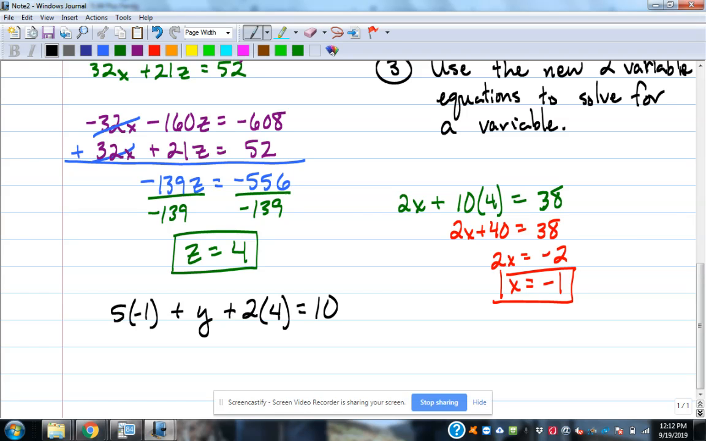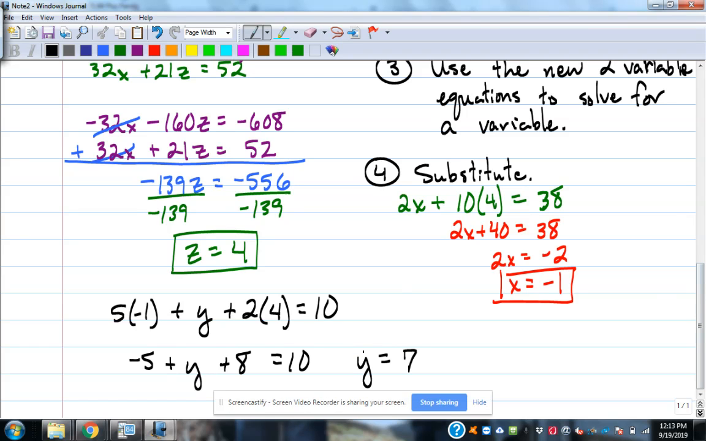Okay, so step 4 that we're doing here is substitute. You got to substitute back to get your other variables. Okay, so that's -5 plus y plus 8 equals 10. So that'd be y plus 3 equals 10. So y is 7.